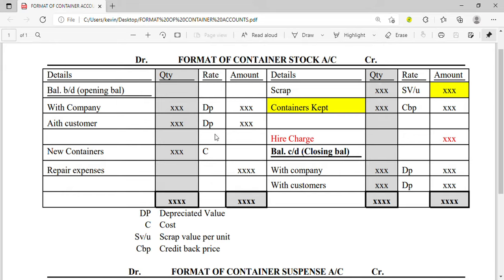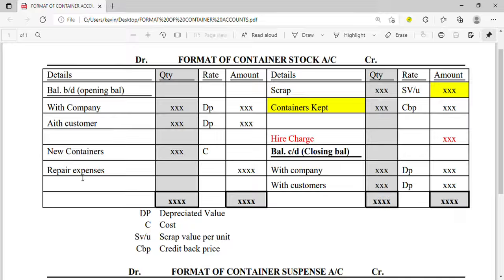Then we also debit it with new containers. New containers, we are debiting it because this is a stock account, and when we buy new containers, we are increasing the stock in the business. So we debit it with new containers with quantity, how many new containers are being purchased, then times the cost. The rate is the cost of the containers, that is the cost price. So this times this, we get the amount.